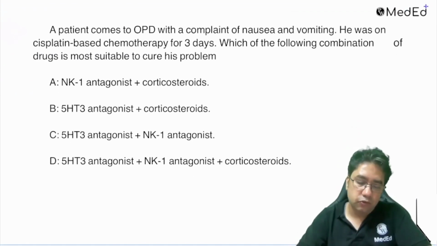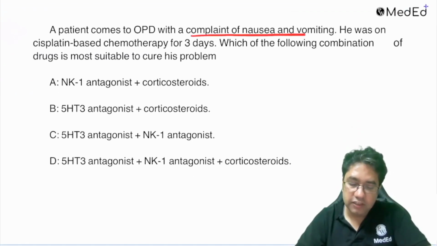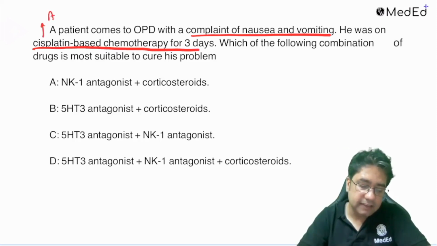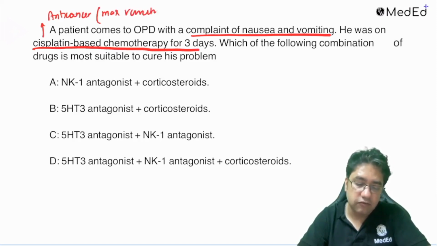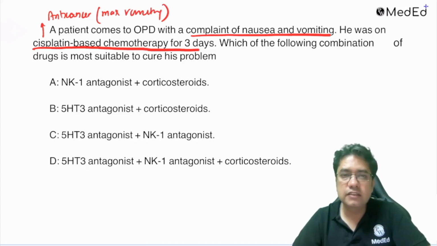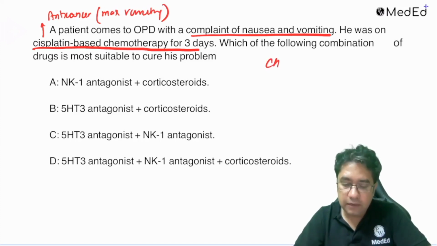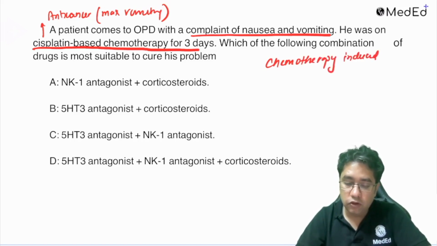A patient comes to OPD with the complaints of nausea and vomiting. He was on cisplatin-based chemotherapy for 3 days. Now remember, cisplatin is an anti-cancer drug, and among all anti-cancer drugs, cisplatin causes maximum risk of vomiting. So we call this condition chemotherapy-induced nausea and vomiting, because it is anti-cancer drug induced nausea and vomiting.